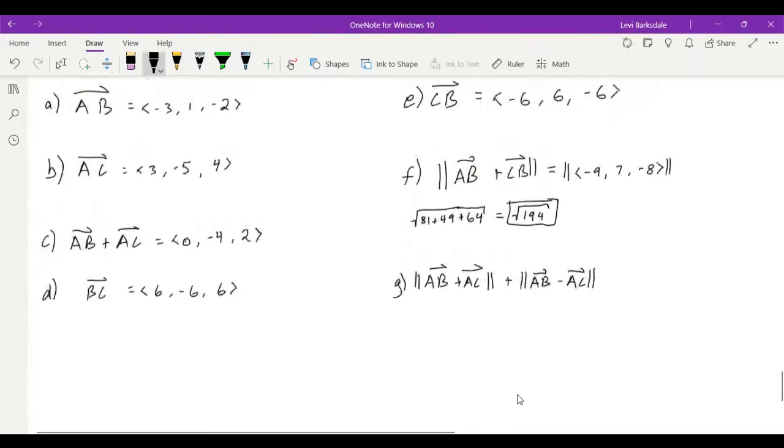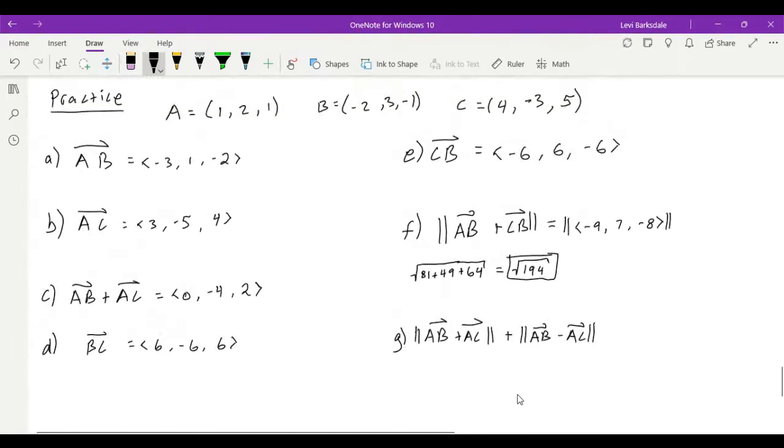All right, part G. First, we need to find the magnitude of vector AB plus AC, which we've already found. We can do that using the Pythagorean theorem. The square root of 0 squared plus 4 squared plus 2 squared. Then AB minus AC, the magnitude of that. So for AB minus AC, we have -3 minus 3 is -6. 1 minus -5 is +6. And -2 minus 4 is -6.